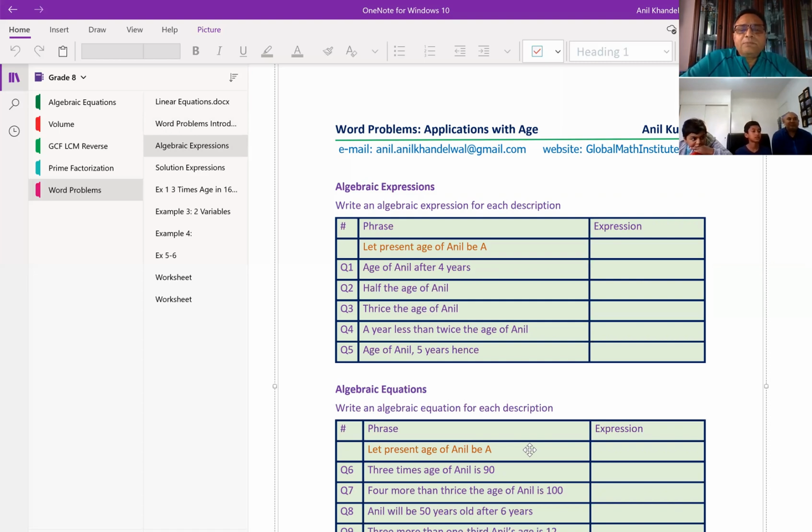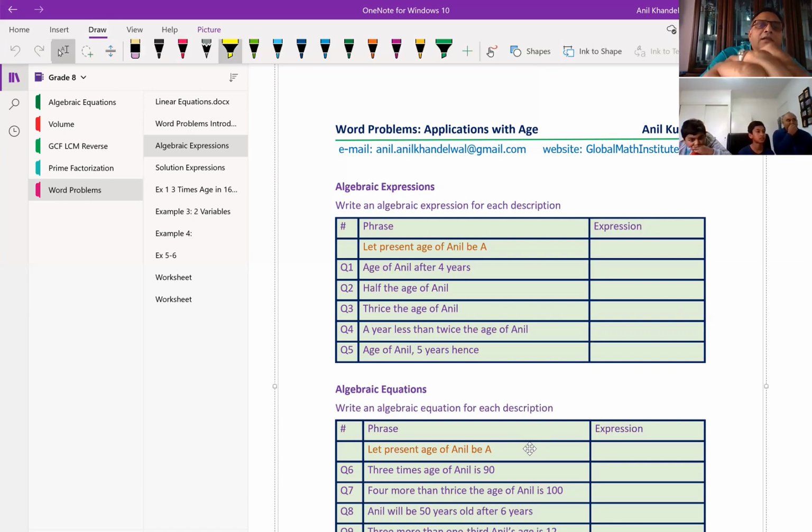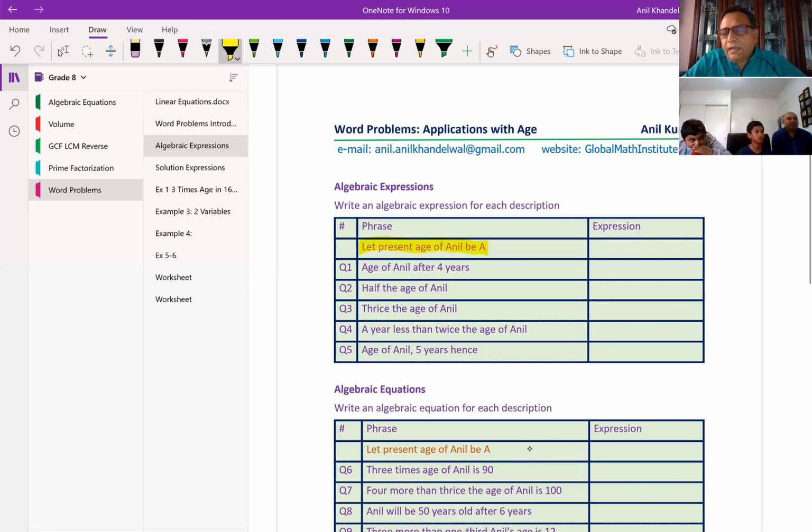So, Devansh, participate actively to give me the answers. The question here is: write an algebraic expression for each description. While you're giving the description, we have to define a variable, right? So we are saying, let the present age of Anil be A. So A, the capital A, is our variable.